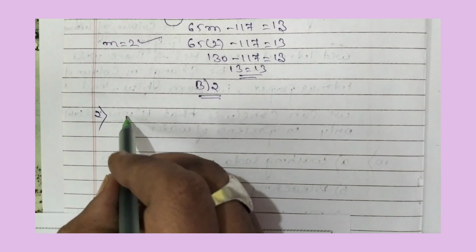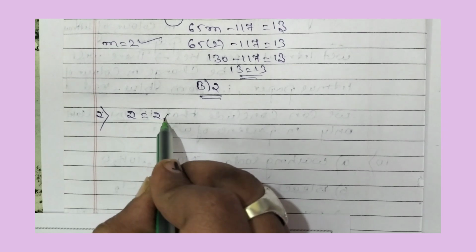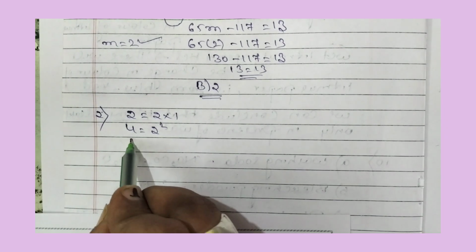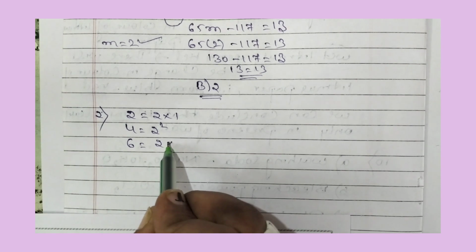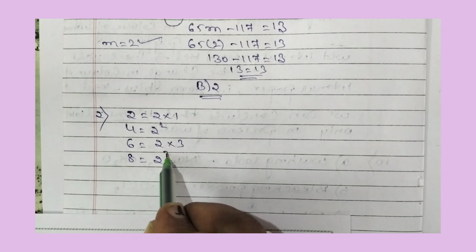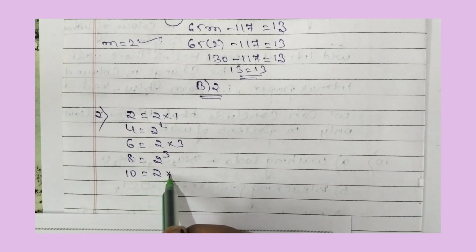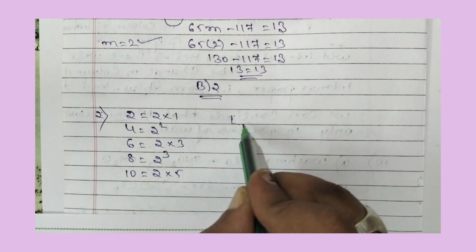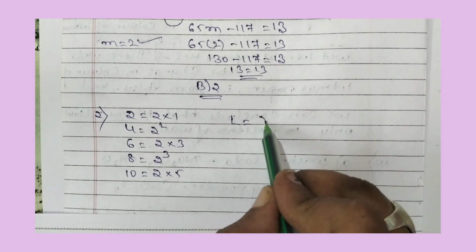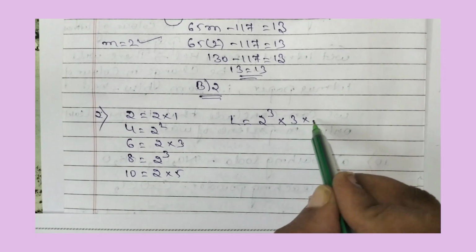First, which are the 5 even numbers? 2, which is written as 2 into 1, 4 which is written as 2 squared, then 6 which is written as 2 into 3, then 8 which is written as 2 to the power of 3, then 10 which can be written as 2 into 5. So LCM is equal to, among these, 2 to the power of 3 is the greatest, so 2 to the power of 3 into 3 into 5.